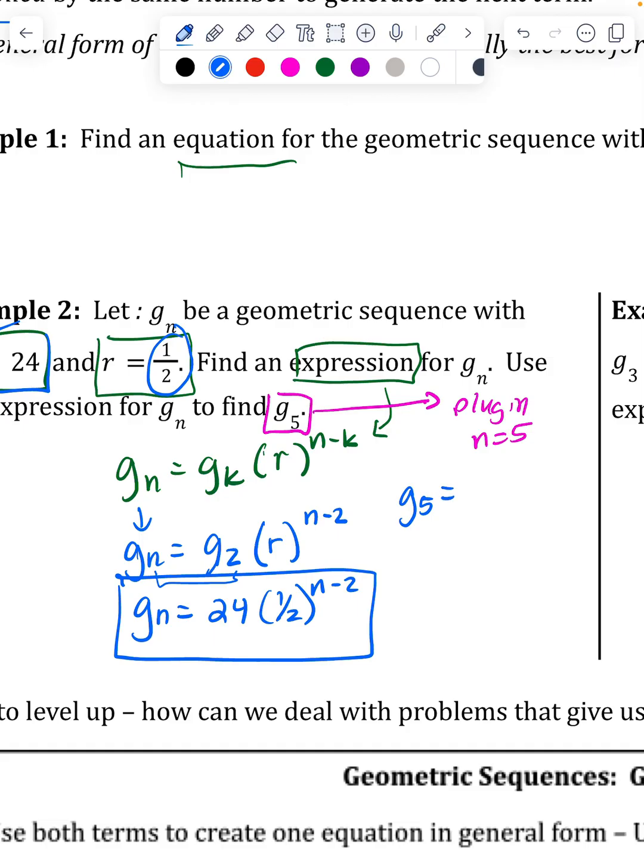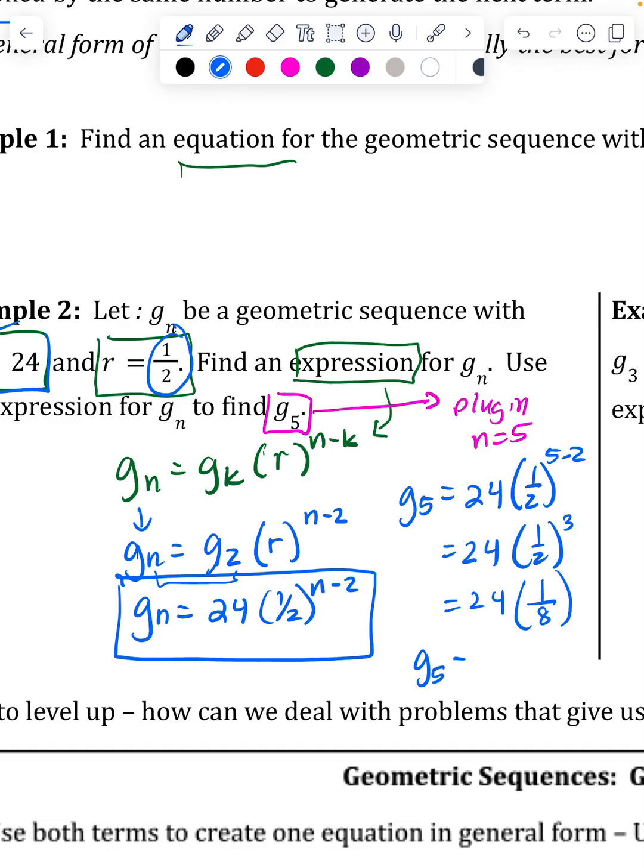Okay, then if they want me to find out what would be the 5th term, G sub 5, I simply take that formula and I put in an n value of 5. So keep in mind that 5 minus 2 would ultimately result in a power of 3, which would turn into 24 times 1 over 8 if I took a half times a half times a half. So the fifth number in that list or sequence is going to be 24 times 1/8, or 24 divided by 8, or 3. So there's two different phases to that.